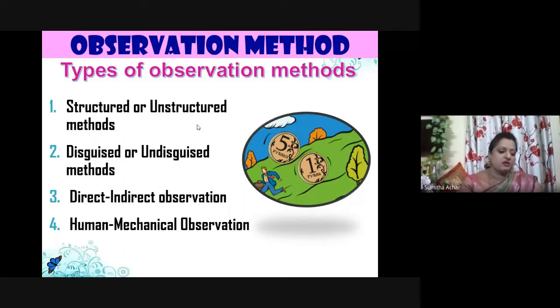There can be structured observations, where you make it very clear what you have to observe. Unstructured observations, where some unusual things that happen, you also make a record of it. Disguised, undisguised. The participant knowing that the person is being observed is the undisguised method. If the participant does not know that the person is observed, it is a disguised method. Direct, indirect, right? So directly you observe.